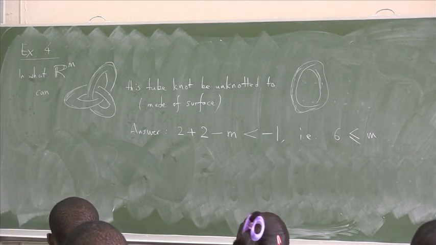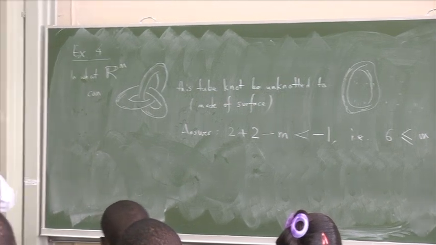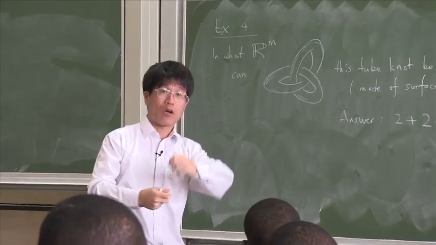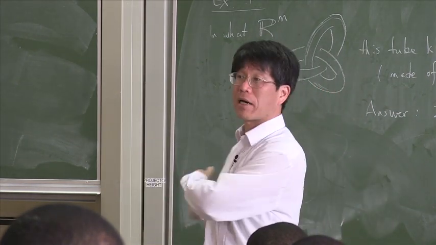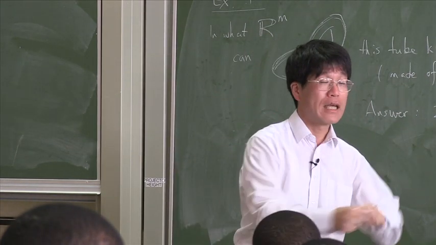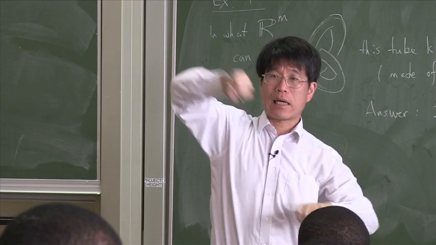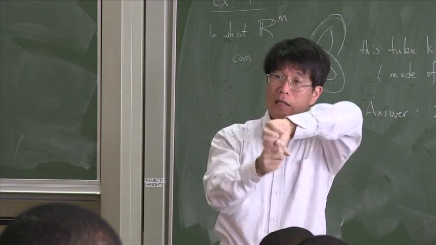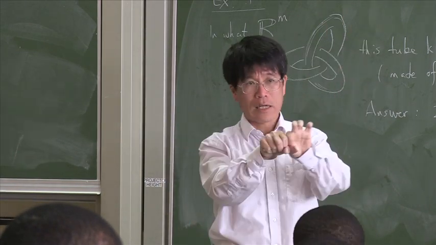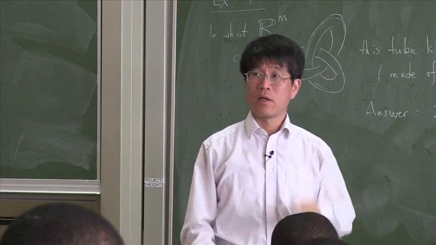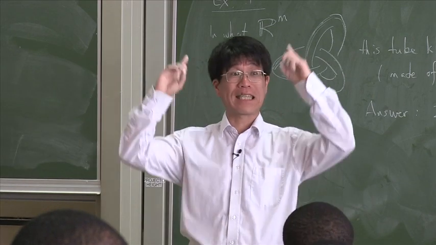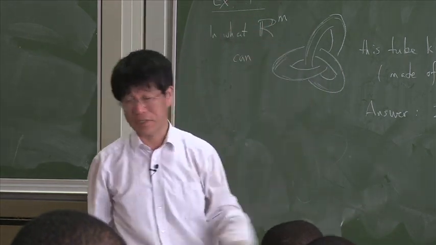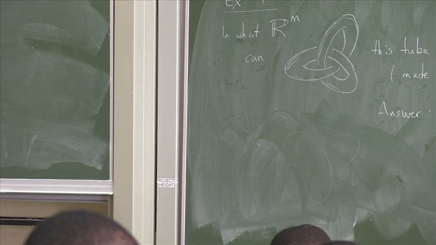So next time you see, for example, next to Ames in that direction, there is a hose with which you can squirt water in case you come back from the beach and you're all full of sand. And if you twist it and knot it and so on, well, you can unknot it without cutting the tube. Not in R3, not in R4, not in R5, but if you go to six-dimensional space or higher, you can do this. Okay, that's the kind of thing.